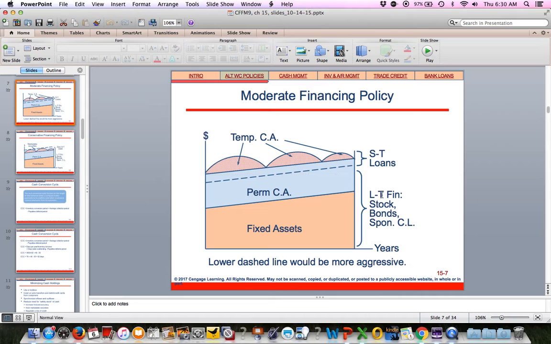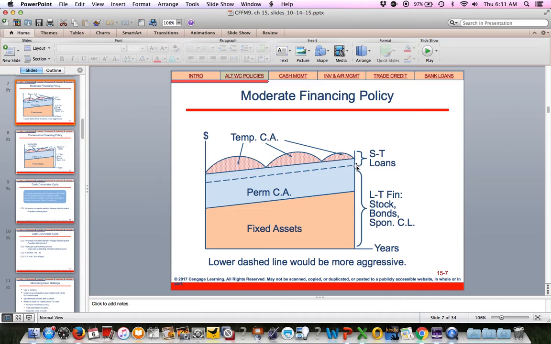With moderate, look at the sources of financing on the right. Long-term financing is stock, bonds, and spontaneous current liabilities. Short-term financing is short-term loans. And so with a moderate policy, we're using long-term financing to buy fixed assets and what we call our permanent current assets. All companies have a certain level of current assets that they will always have on the books, a minimum amount of inventory, a minimum amount of receivables primarily, that are always there.